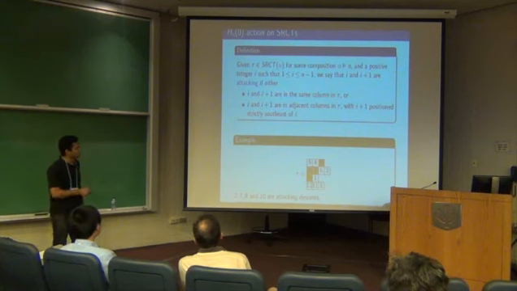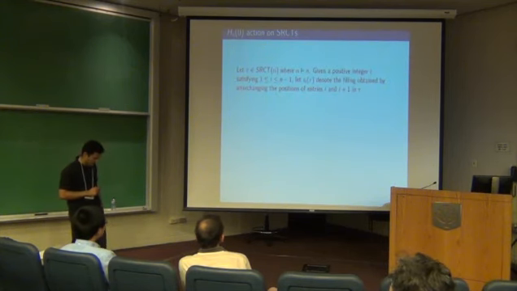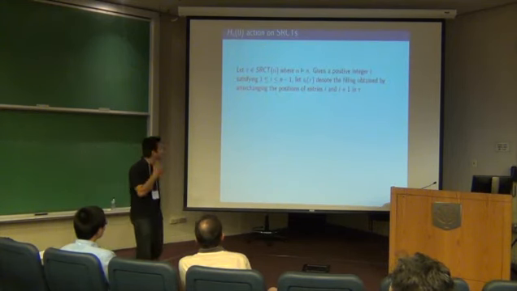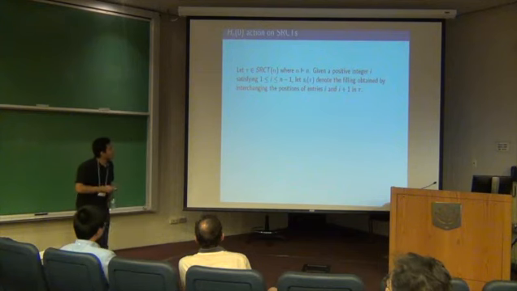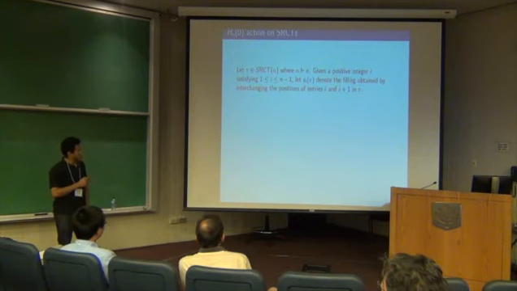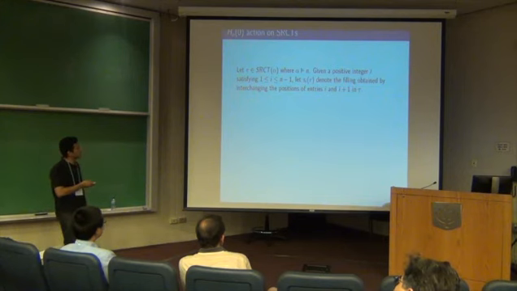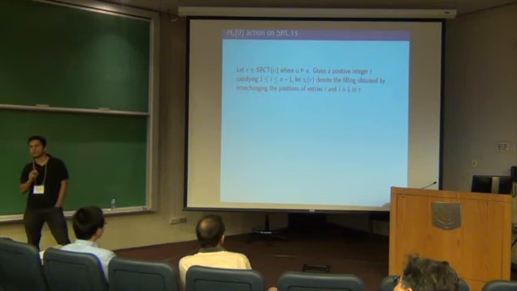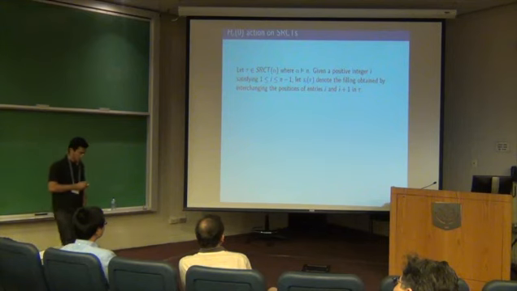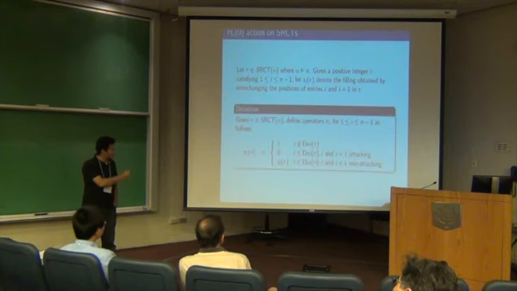So I'm going to use this notion to give an action on tableaux. So given a SRCT tau and a positive integer I, I'm going to denote by Si of tau the filling obtained by interchanging the positions of I and I plus 1. Okay, so here's this action.